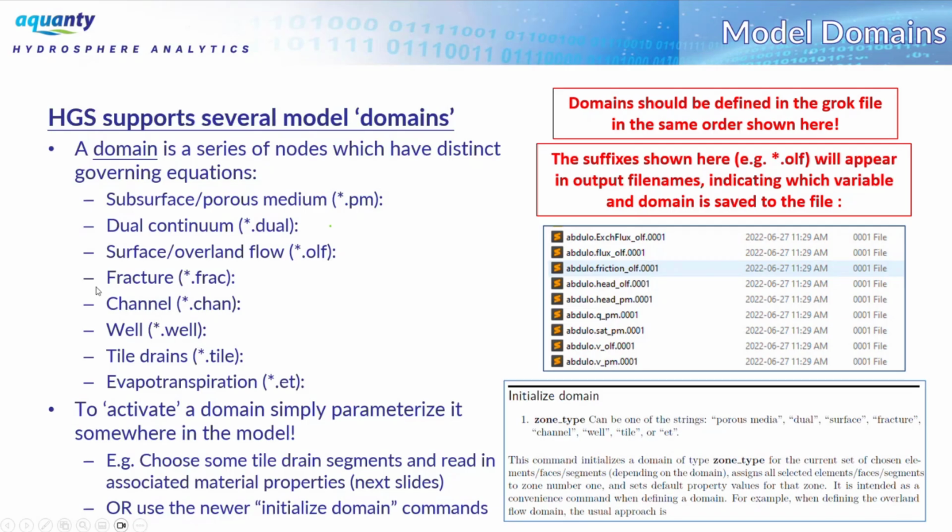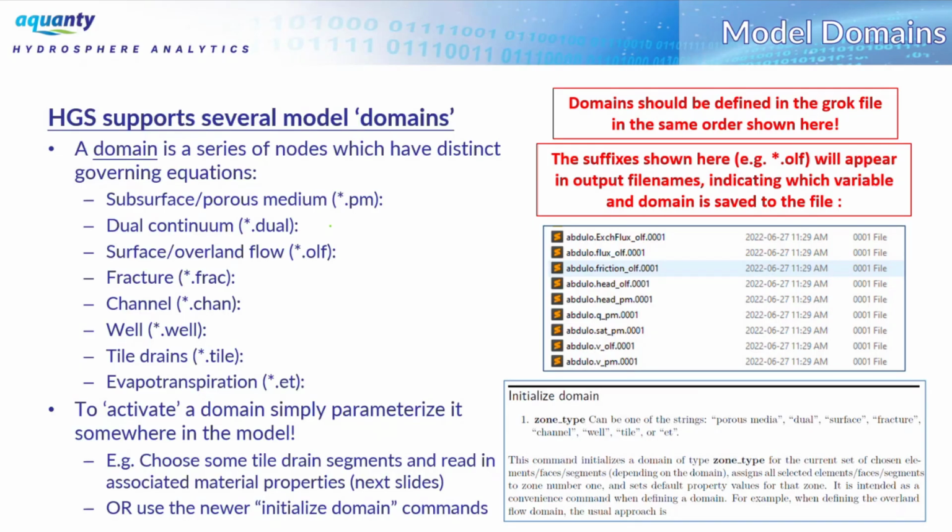In order to activate a domain, you can use this command here, initialize domain. By default, the porous medium domain will be active as soon as you generate a mesh. It's assumed that HGS is going to be working in the subsurface. So the moment your grid is created, by definition, the porous medium is going to be a part of the model. But any other model domain, whether it's surface flow, fractures, channels, evapotranspiration, you need to initialize it, and that is done by parameterizing it.